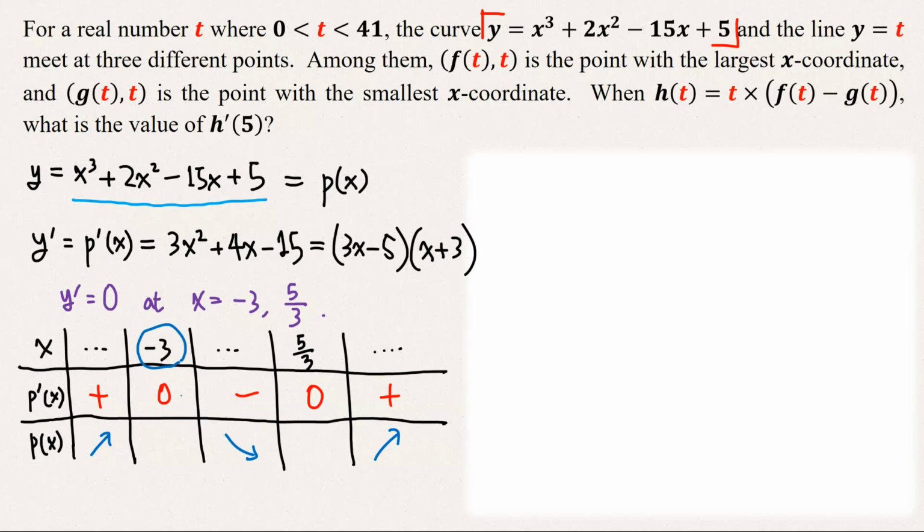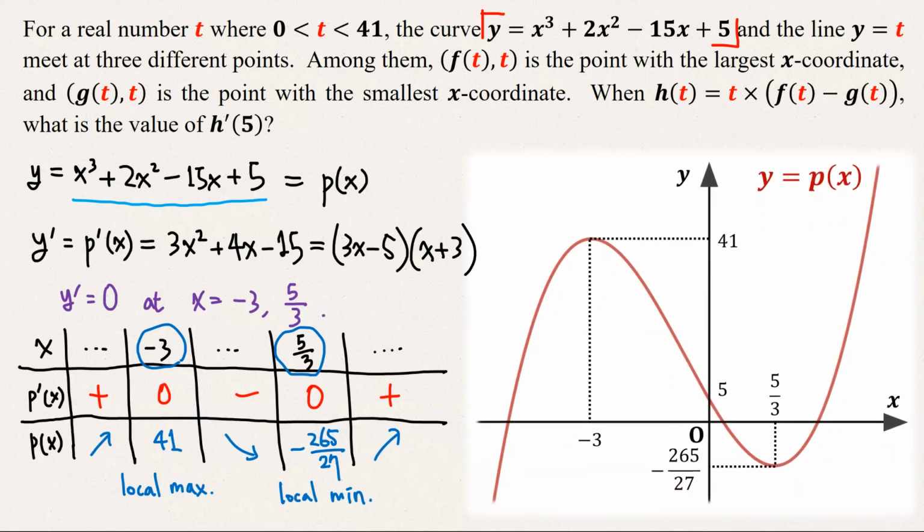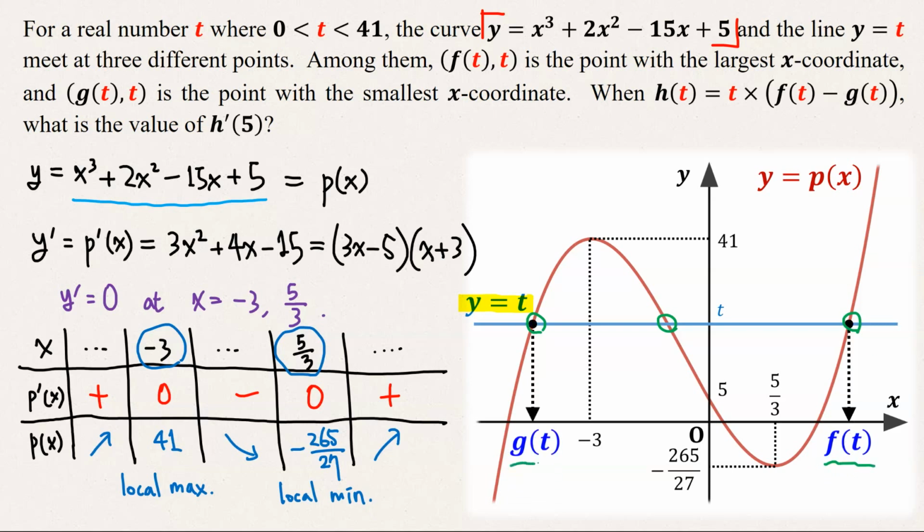And at x equals minus 3, the value of the function is 41. So this is the local maximum value. And at x equals 5 over 3, the value of the function is minus 265 over 27. So this is the local minimum value. So in the end, we have this graph. Nothing too complicated here, really. Next, we construct a straight line y equals t. As you can see, it meets our cubic function at 3 different points. Among these, this largest x-coordinate is f(t), and this smallest x-coordinate is g(t).